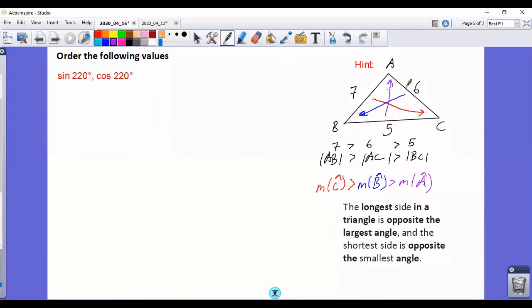I hope you understood this. If you have a question, you can ask. 7 is the longest side. So the angle opposite to 7 is C. The measure of C is the largest. It is the largest angle. 6 is middle. So the angle opposite to 6 is B. It is the middle angle here. And this is the shortest. So the smallest angle is going to be angle A.